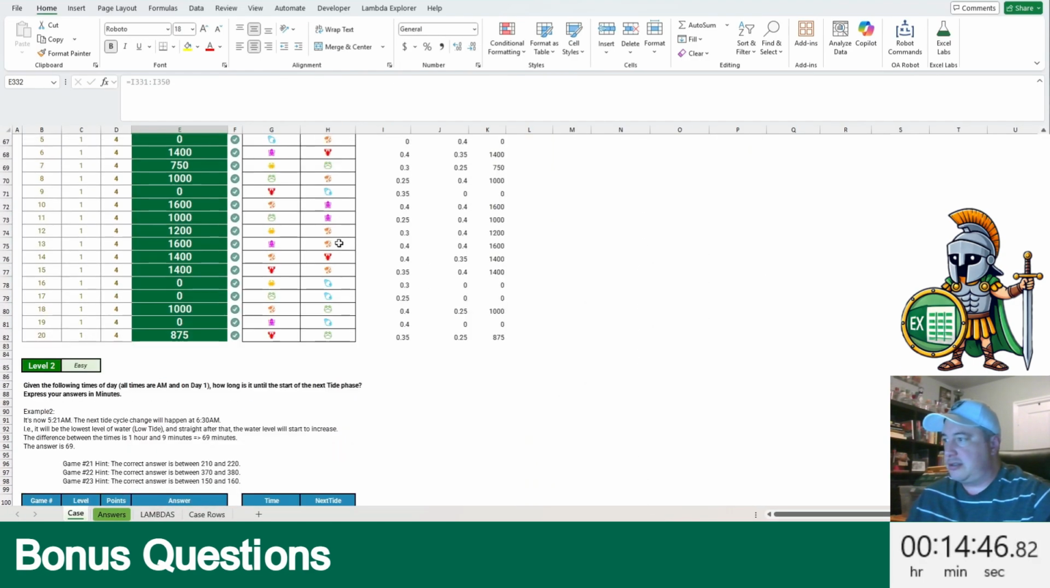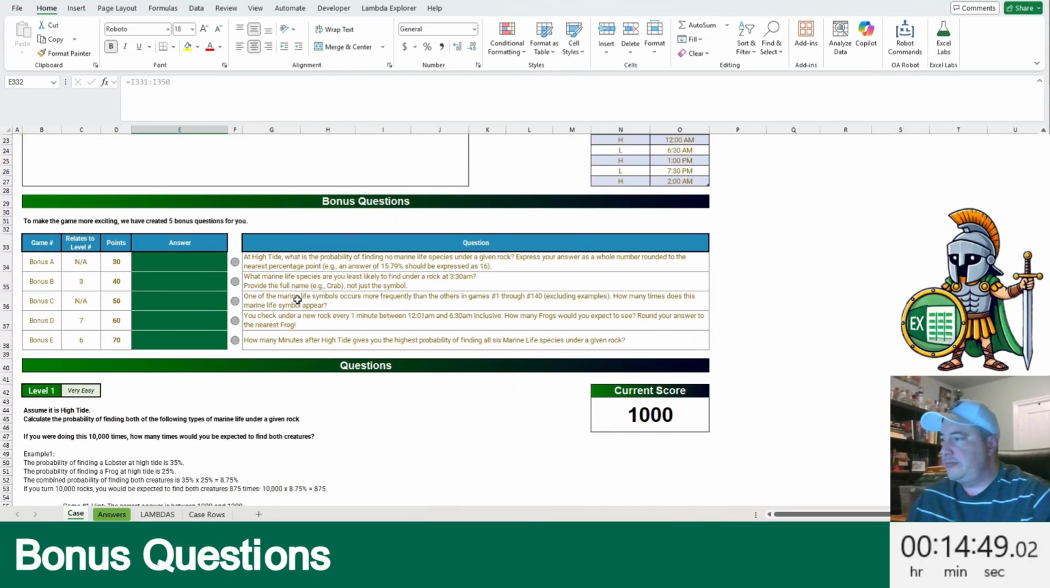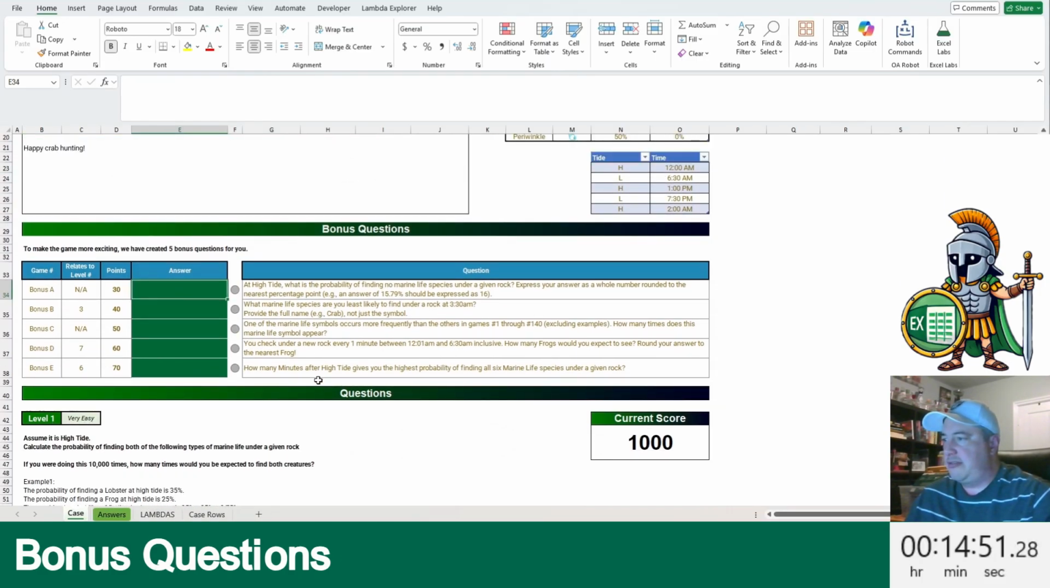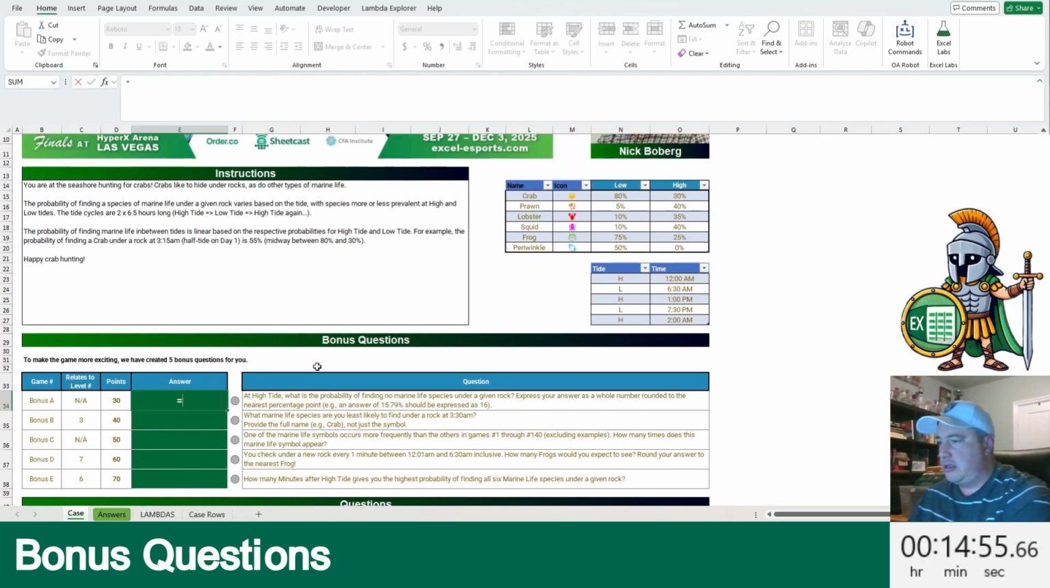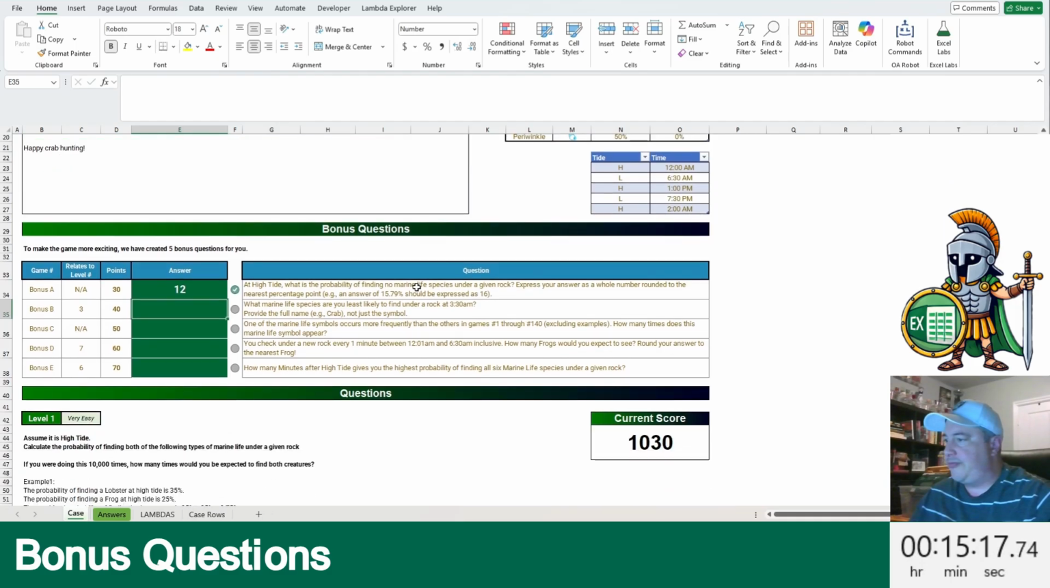Bonus questions. At high tide, what is the probability of finding no marine life? Okay. So round, I guess it's product of 1 minus this, times 100. There we go.